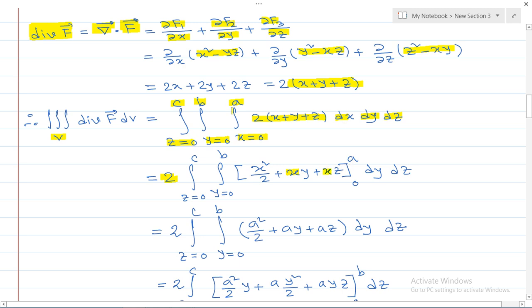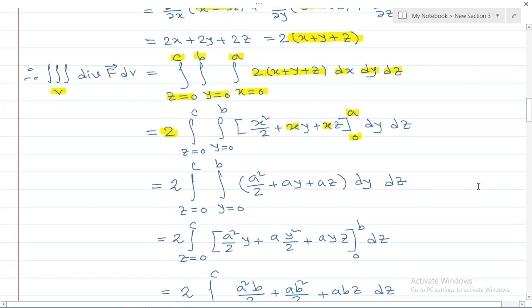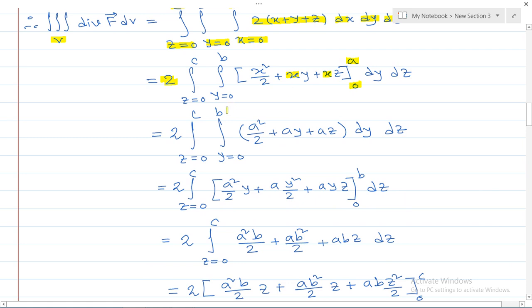Now the limit of x we have to put, that is 0 to a. So wherever we see x, we have to put x equals to a. So in the next line we get the value, that is a square upon 2 plus a into y plus a into z. Now we have to do the same thing, integration with respect to y partially. So y will be the variable now, and the rest of the things are considered as constant. So a square by 2 dy, so it will be only a square by 2 into y.